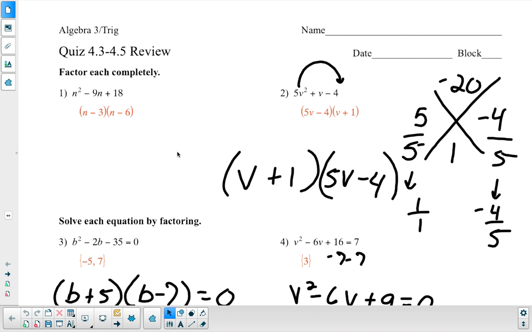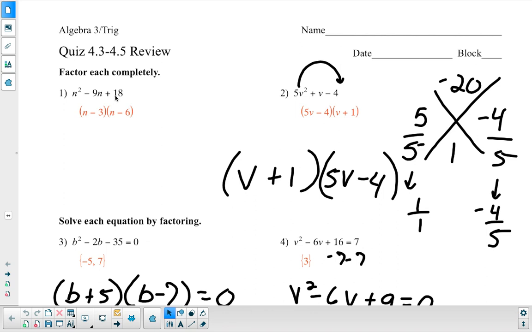For number one, they're asking us to factor, just factor, not solve, just factor. And this is our traditional quadratic form. So in our head, we're thinking of two numbers that multiply to give us 18, but also add to give us -9. So when I think of 18, I think of 1 and 18, but that's not going to work out. I think of 2 and 9, but that's not going to work out. And then I think 3 and 6.